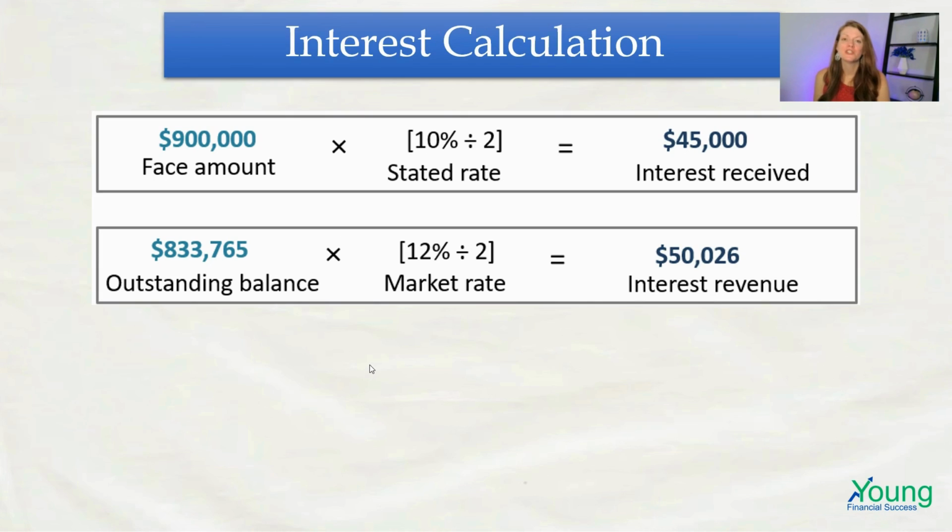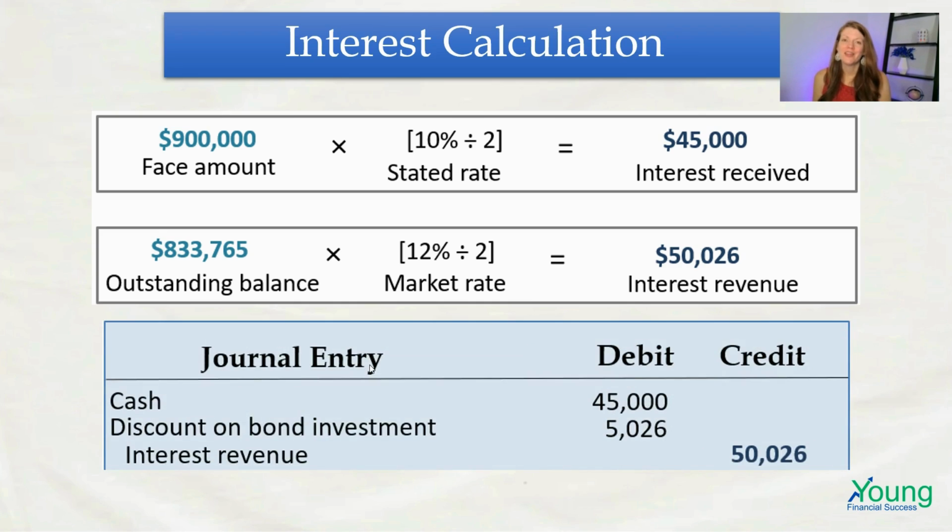So VentureWorks is going to show interest revenue based on that market rate. So they're going to take the outstanding balance, which in the beginning is the $833,765, times half of the market rate, since it's 2 payments a year, and their interest revenue is $50,026. The difference is the amortization on that discount on bond investment. So VentureWorks is actually getting $45,000 in cash from TechNova, but they're showing interest revenue based on that discounted amount.